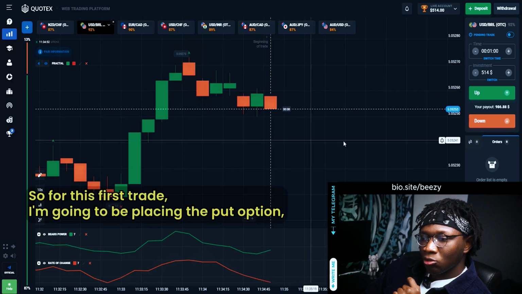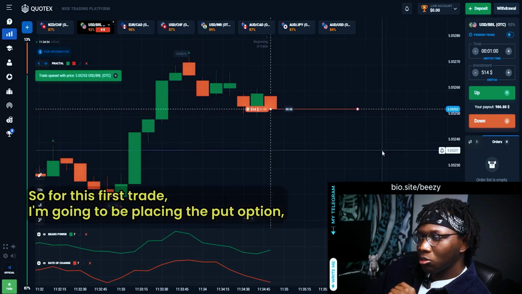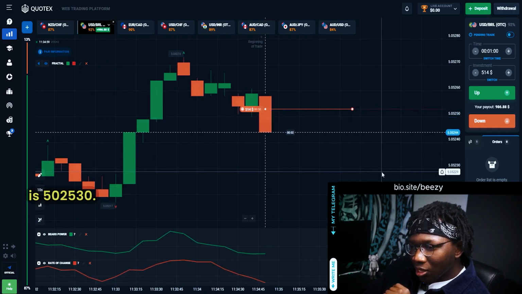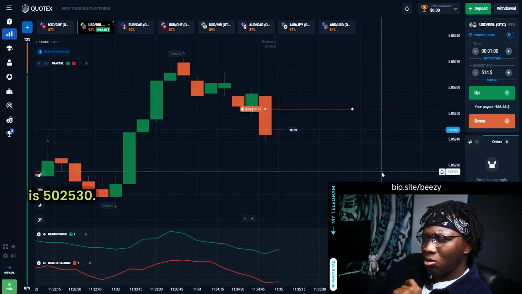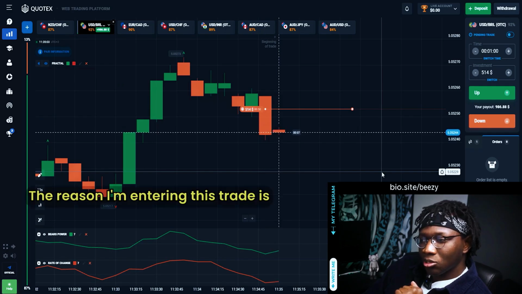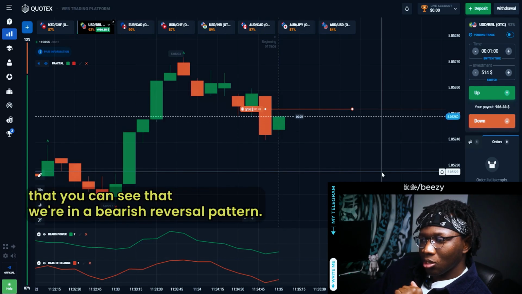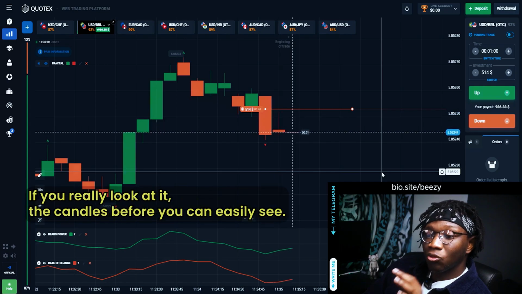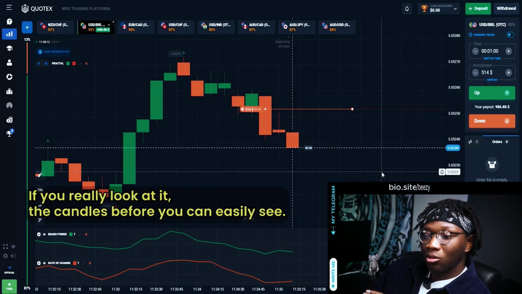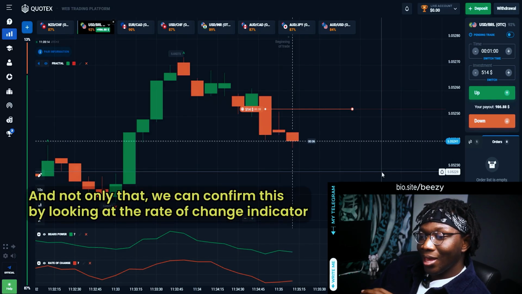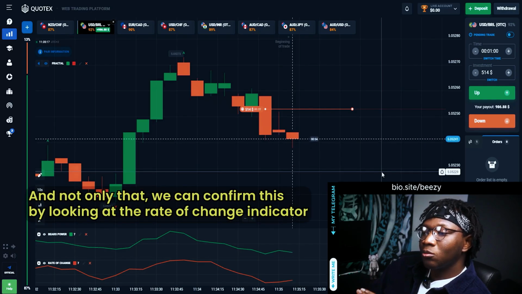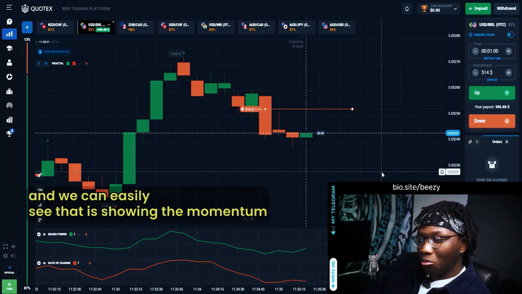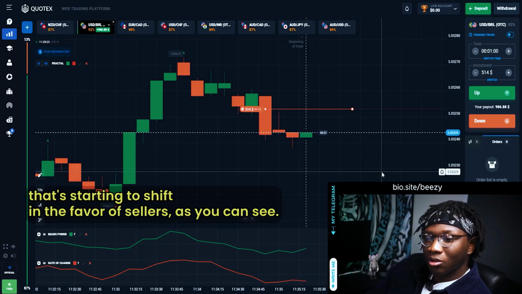For this first trade, I'm going to be placing a put option. The entry point is 502530. The reason I'm entering this trade is that we're in a bearish reversal pattern. If you really look at the candles before, you can easily see it. And not only that, we can confirm this by looking at the rate of change indicator, which shows momentum starting to shift in favor of sellers.